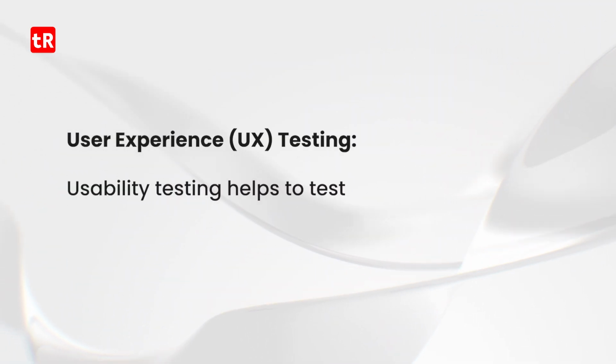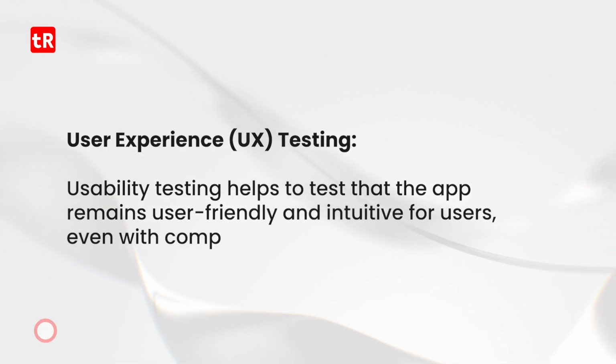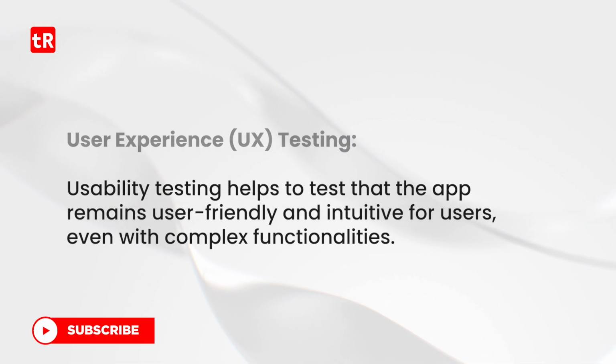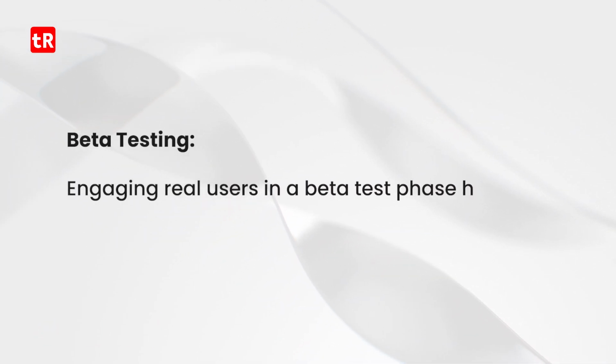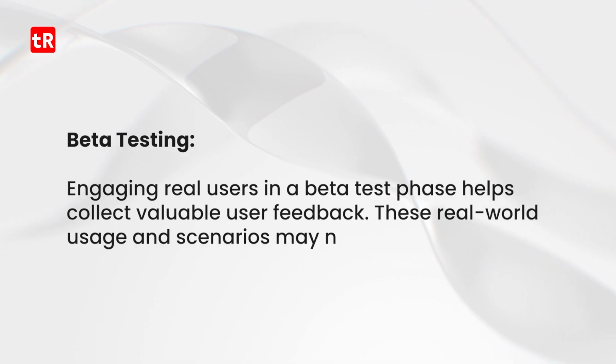Usability testing helps to test that the app remains user-friendly and intuitive for users, even with complex functionalities. Beta testing. Engaging real users in a beta test phase helps collect valuable user feedback. These real-world usage and scenarios may not be covered in test environments.